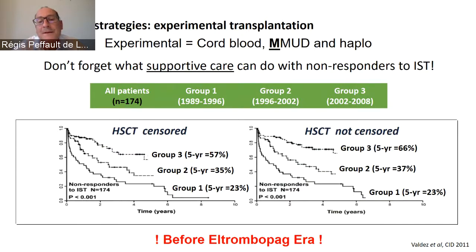So again, that's the reason why, when we are addressing alternative transplantation using cord blood, mismatched donors, or haploidentical transplantation, we should really think twice to be sure that we are not making our patients face a possibly more toxic treatment than just supportive care. So I agree that for pediatric patients this might be more indicated, but for our adult patients, this is something really questionable. So the next slide, please.